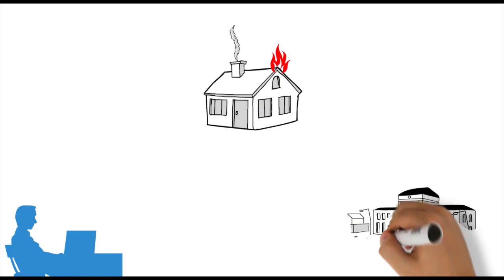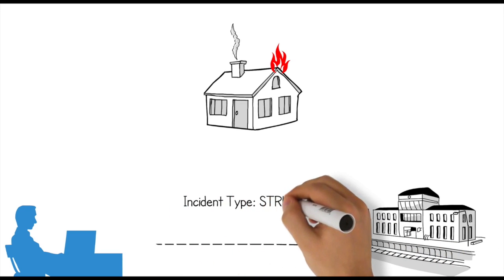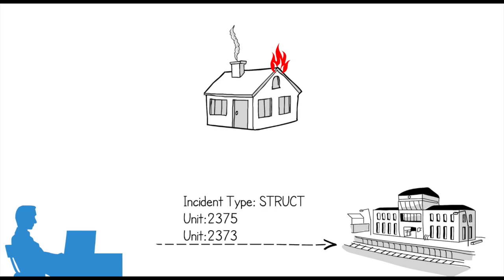So for instance, say we have a structure fire, and CAD sends a unit ID of 2373 and 2375, and your actual system says engine 2373 and engine 2375. Those units will not come in.